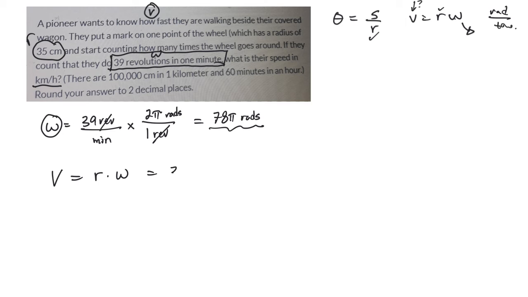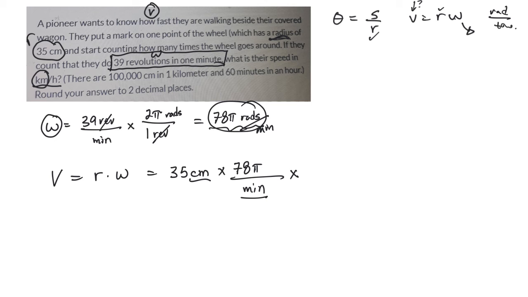So the radius is 35 centimeters. Let's make sure that that is the radius. Yeah. Often they give you diameter, so you got to make sure you cut in half. But it's radius, so it's good. Times by the angular velocity right here. Oh, and that was per minute. I forgot to put per minute there. So this is 78 pi rads per minute. Now I've got centimeters per minute. That'll be my unit. But I need to convert that to kilometers per hour. So I'm going to fix both of those.